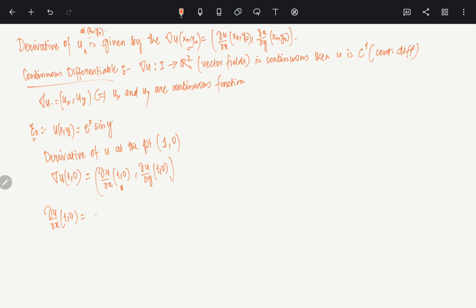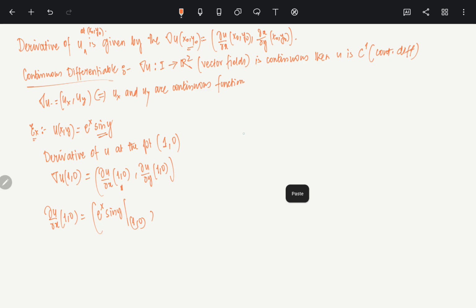So in this case, the partial derivative of u with respect to x: the sine y term is your constant term. Y is fixed, so sine y is fixed. So only e power x is varying. The derivative of e power x is e power x, so it becomes e power x sine y evaluated at the point (1, 0).